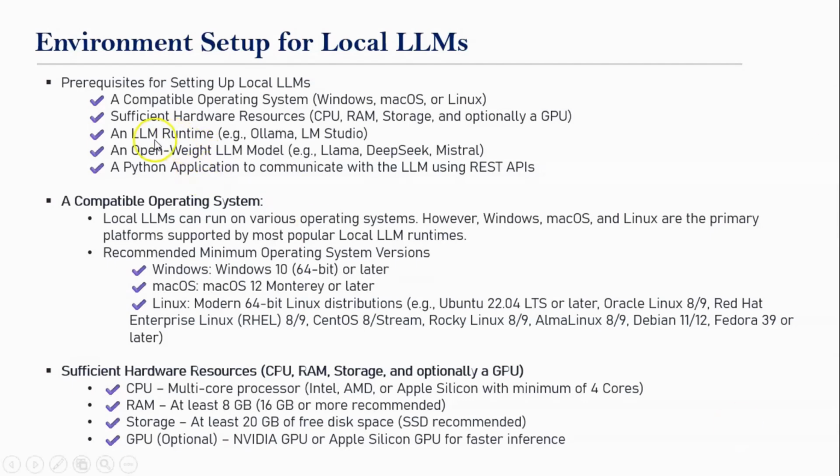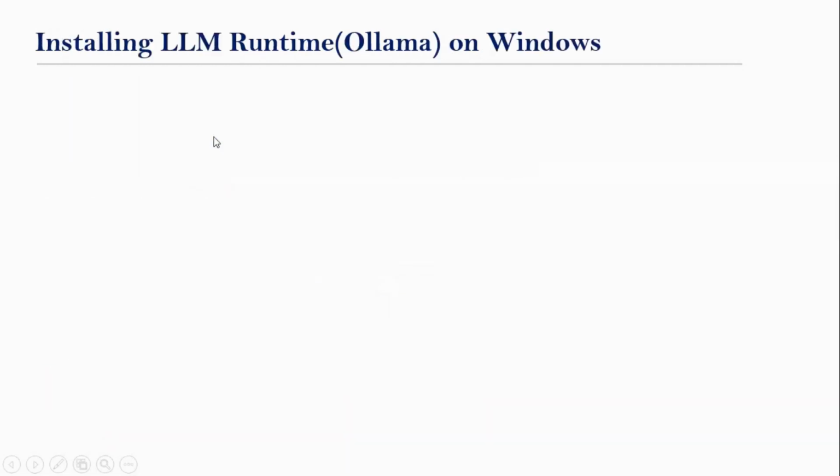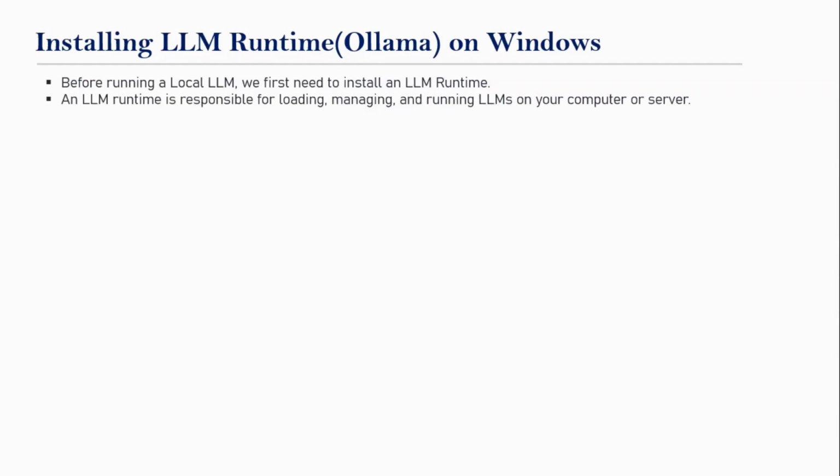So that's why now I am moving to the third step, that is an LLM runtime. On my Windows I'm going to install an LLM runtime, and in my case it is the Ollama runtime. Be clear, before running a local LLM, we first need to install an LLM runtime. And we already know that an LLM runtime is responsible for loading, managing, and running LLMs on your computer or server. Now let me go with the steps to install an LLM runtime.